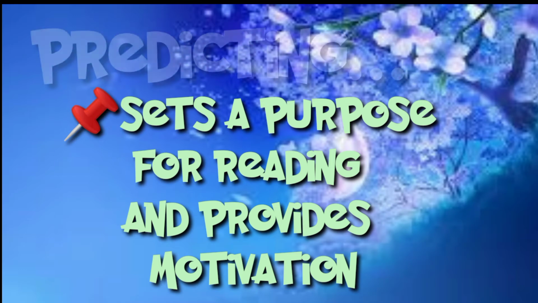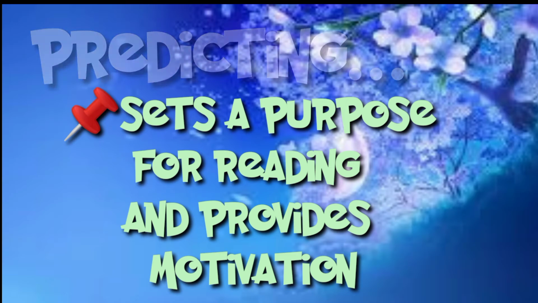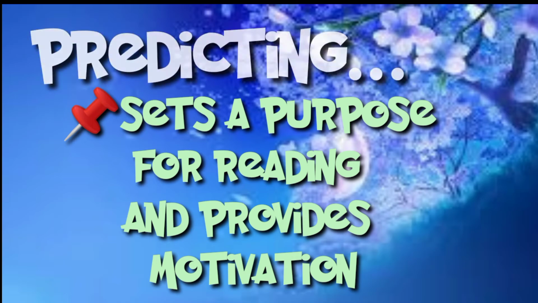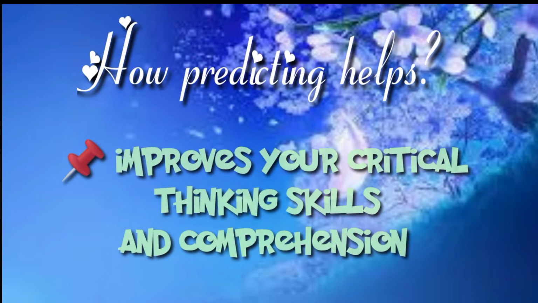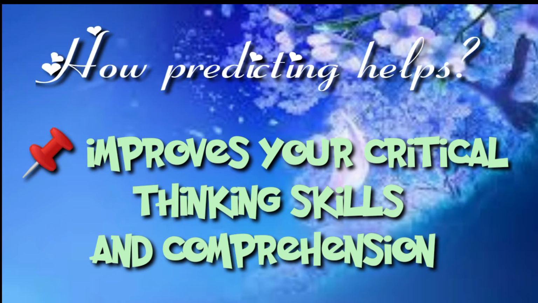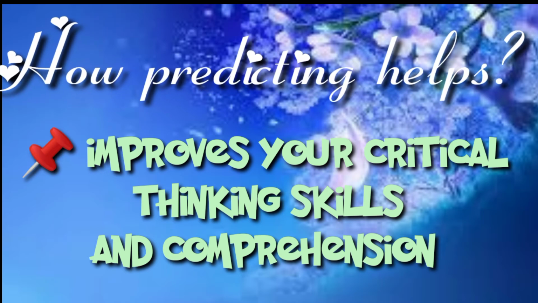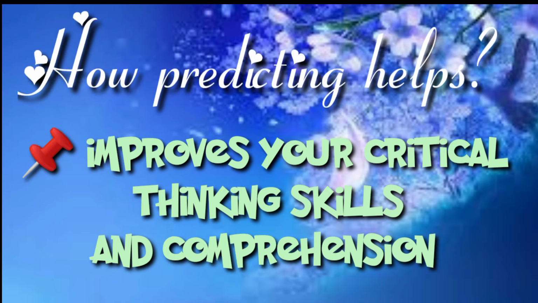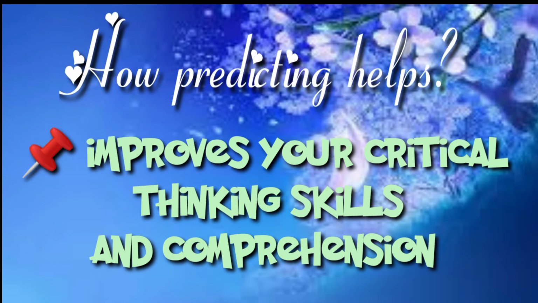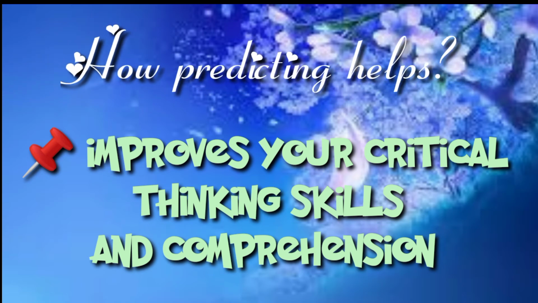Making and reviewing predictions helps you interact with the text. Predictions help you connect your prior knowledge with information being learned. And how does predicting help? Predictions help you develop mental models that you can use whenever you read. Mental models help you remember what you've read. Predicting helps you pay attention to the sequence of events in fiction. By supporting your predictions with evidence from the text, you can develop critical thinking skills and improve comprehension.